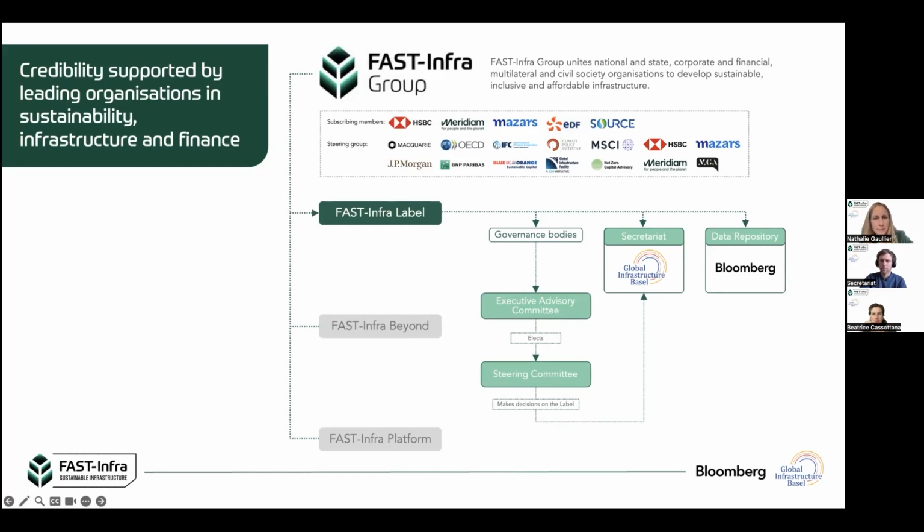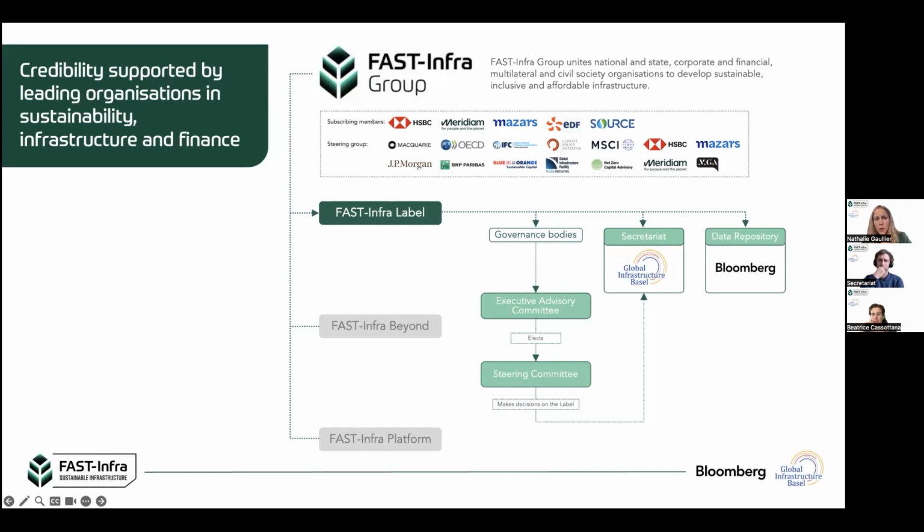And you can see the members at the top, in the logos in this square at the top. And the three pillars that they are responsible for is the FAST-Infra platform, which is a kind of project preparation and financing platform. The aim is to standardize processes here. FAST-Infra Beyond is an innovation center on regulatory and financial processes also around infrastructure. And then we have the label.